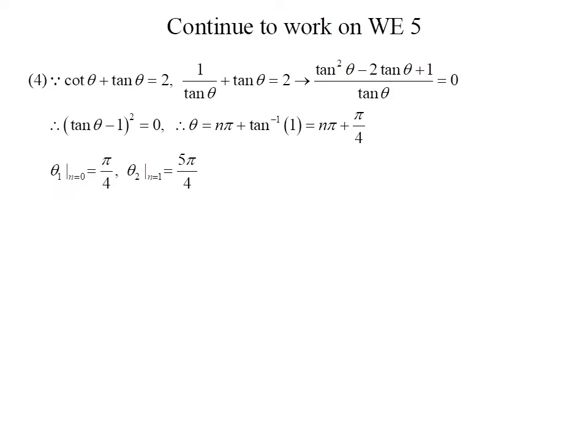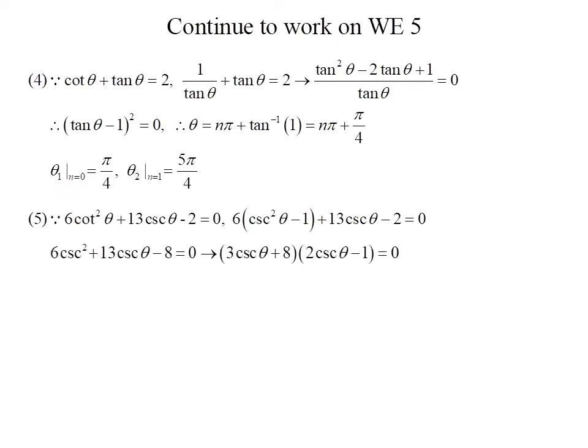Theta equals 5 pi over 4 when n is 1. As for equation 5, since cotangent squared theta equals cosecant squared theta minus 1, the equation is reduced to its quadratic form of 6 cosecant squared theta plus 13 cosecant theta minus 8 equals 0, which can be factorized and then apply the null factor law to obtain the required theta values.